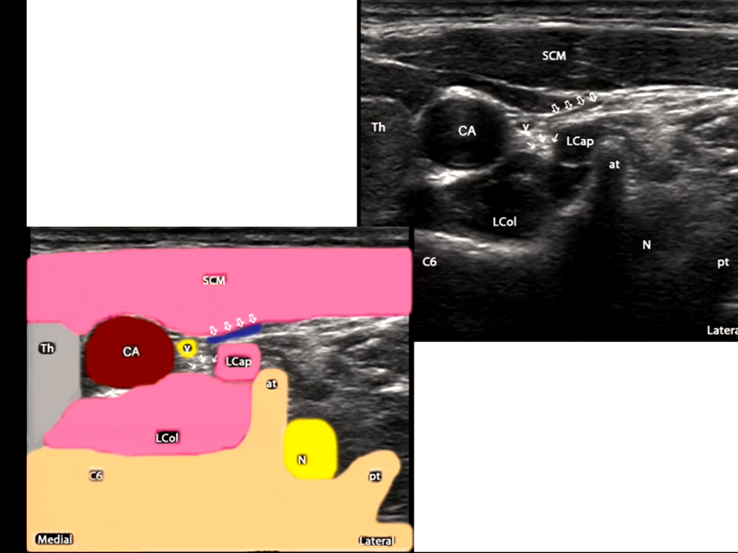With just gentle compression of the transducer, you compress the vein. We all know that the vagus nerve is in the carotid sheath, in between the big artery and the big vein. And this is your sympathetic chain. So you are literally two fascial planes or two fascial layers between it, 1 or 2 millimeters between the sympathetic chain and the vagus nerve. That's why it's very important.